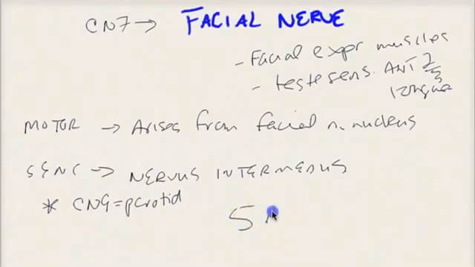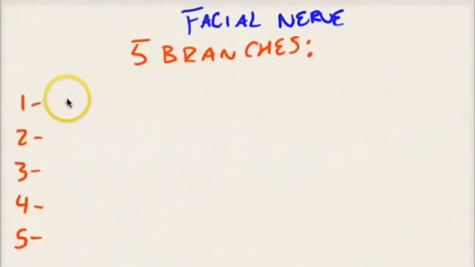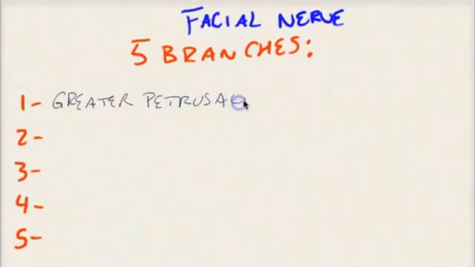Now, let's talk about the 5 major branches that you see the facial nerve divide into once it passes through the parotid gland. The first branch is the greater petrosal branch. The greater petrosal branch will provide parasympathetic innervation to the nasal gland, the palatine gland, the lacrimal gland, the pharyngeal gland. It goes to the sphenoid sinus, the frontal sinus, the maxillary sinus, the ethmoid sinus, and the nasal cavity. Second major branch is the nerve to the stapedius.